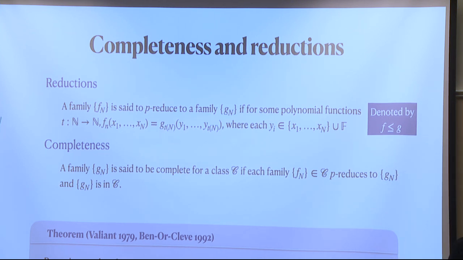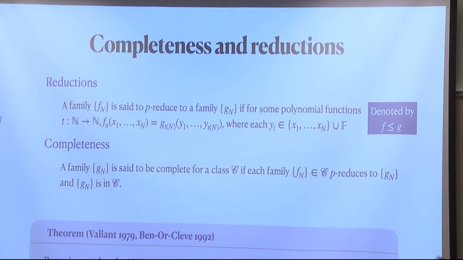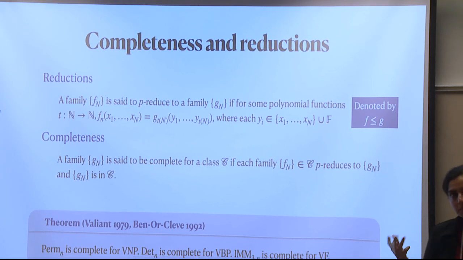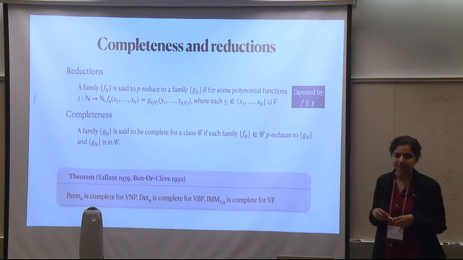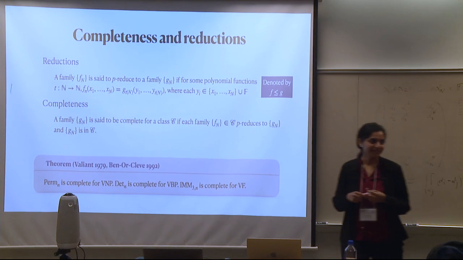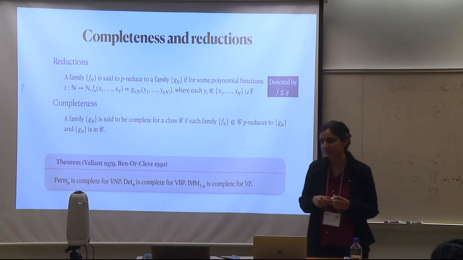So, if you've seen Barrington's result for the Boolean case, every function in NC1 has a width 5 branching program. It's exactly the same in the algebraic setting. Ben-Or and Cleve showed that any polynomial computed by a formula of polynomial size has a width 3 ABP, like a branching program. It's a very beautiful paper again.